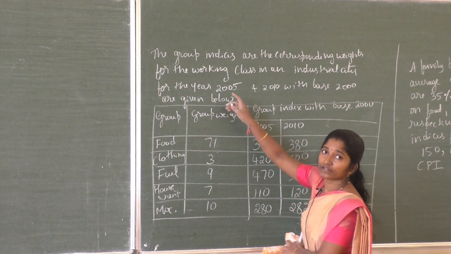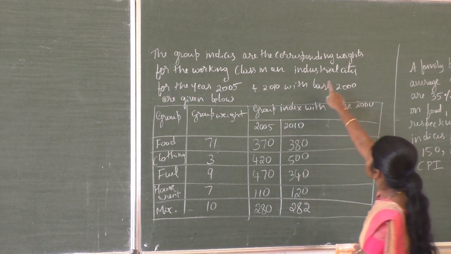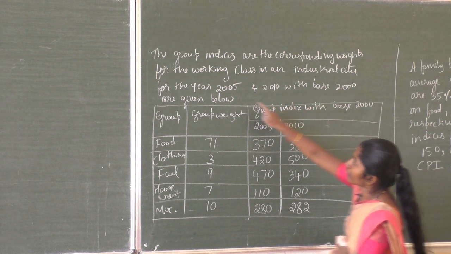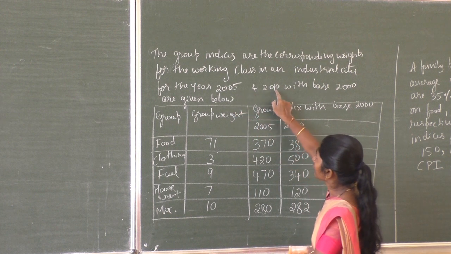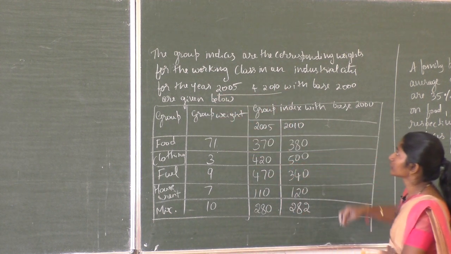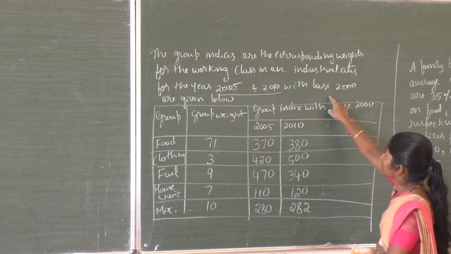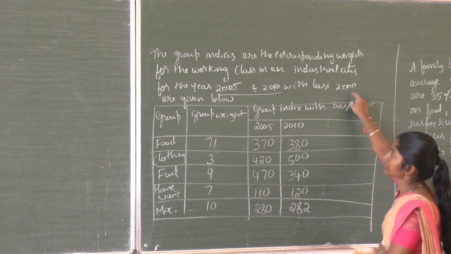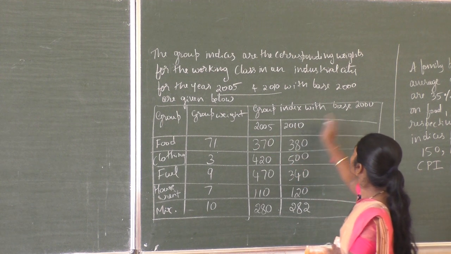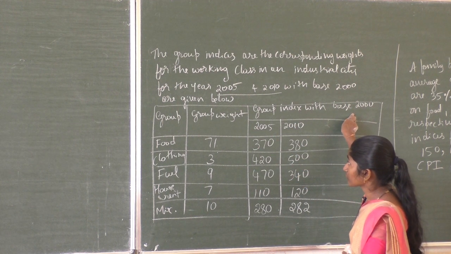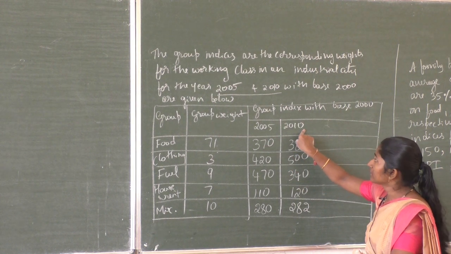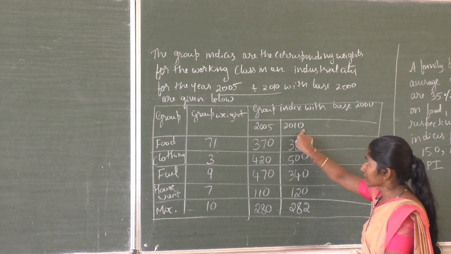See, the group indices and the corresponding weights are given for a working class in an industrial city for the years 2005 and 2010. The two years are given, 2005 and 2010, with the base of 2000. Here 2 years' values are given for the base 2000.